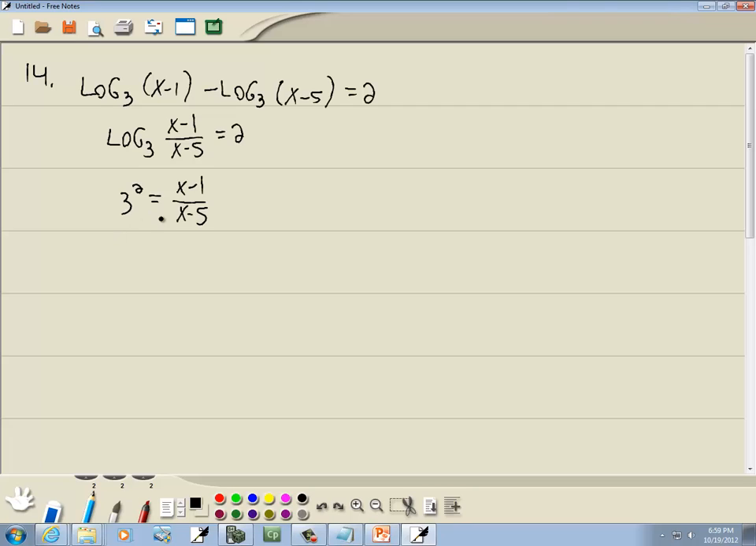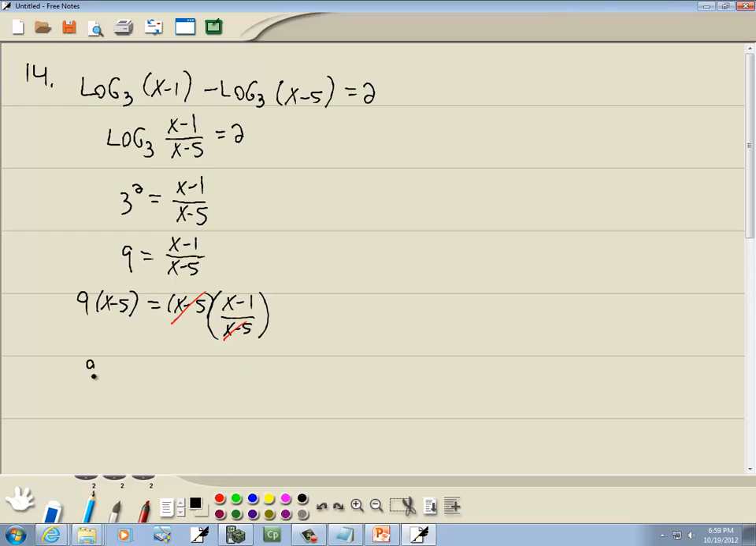Now this is a rational equation, and the first thing I'll do is simplify that. 3 squared is 9. Now to solve a rational equation, we'll multiply both sides by the LCM of all our denominators. Now we only have one denominator, so our LCM is x minus 5, and we'll multiply both sides by that. This is step 4, solve. When I do that, those x minus 5 are going to cancel.